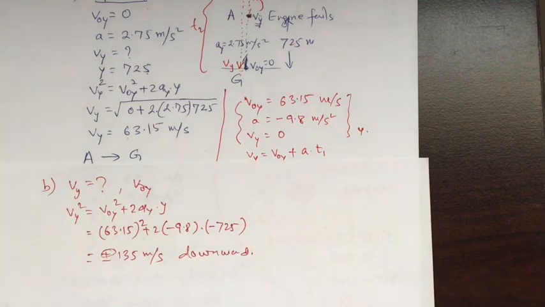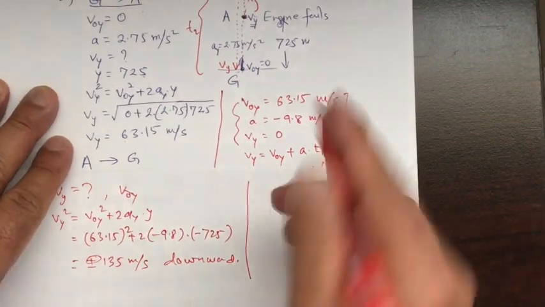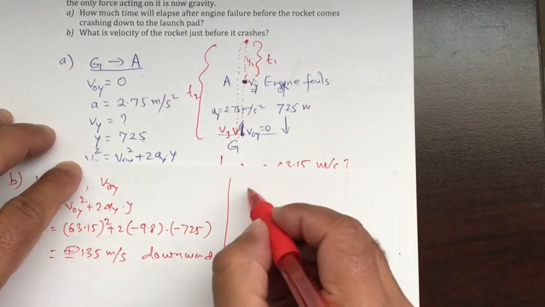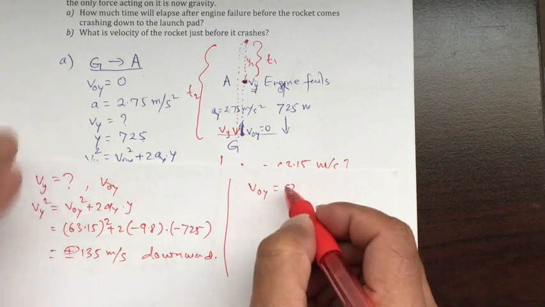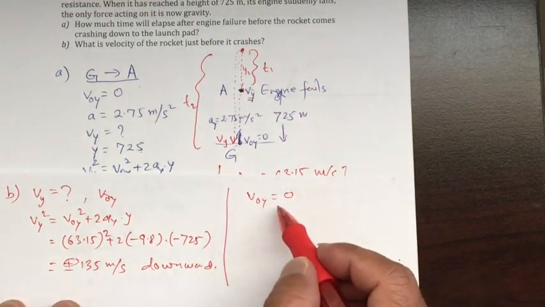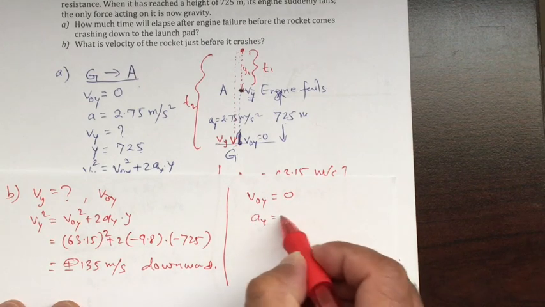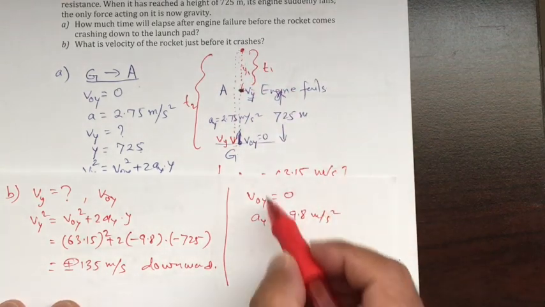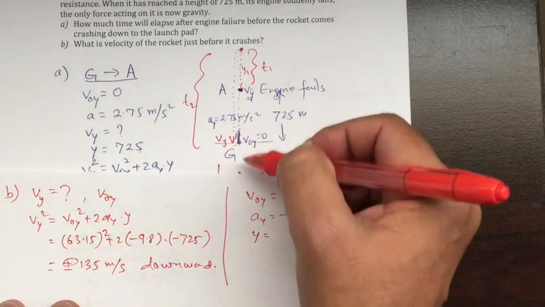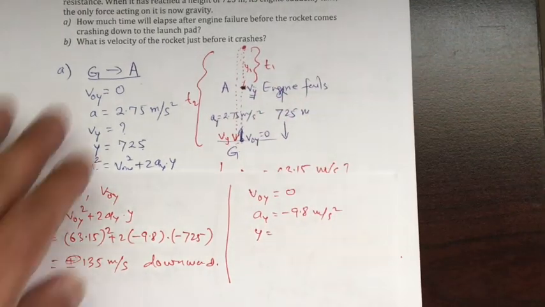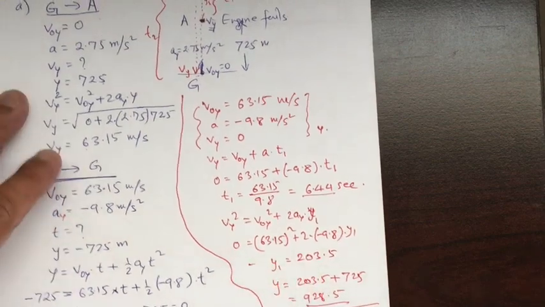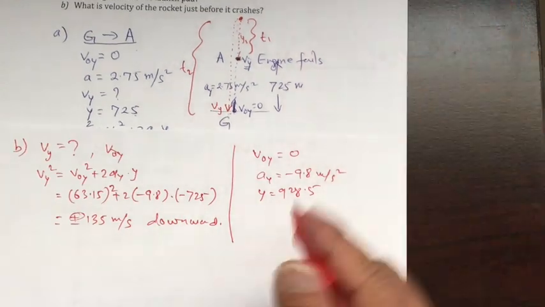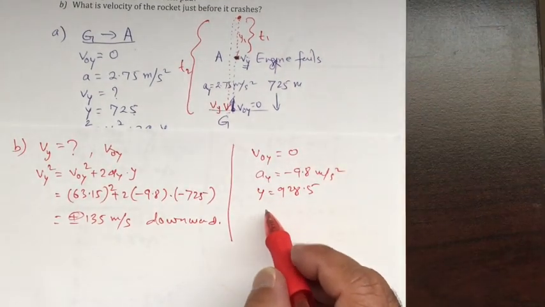You can go this route, or you can go the other route, meaning starting from here and ending there. You can use V0y equals 0, rather than starting from here, and ay equals negative 9.8 meter per second square. y is your total displacement from here to here, 725 plus whatever it is. What was it? 928.5.